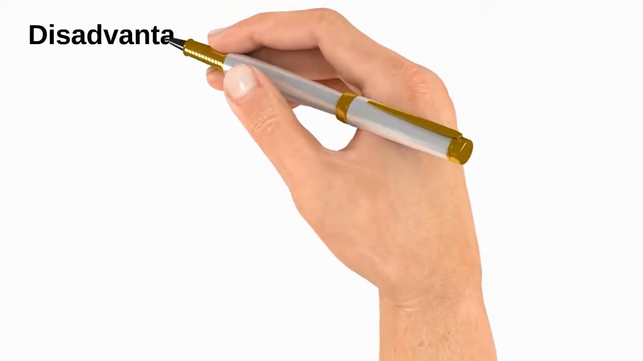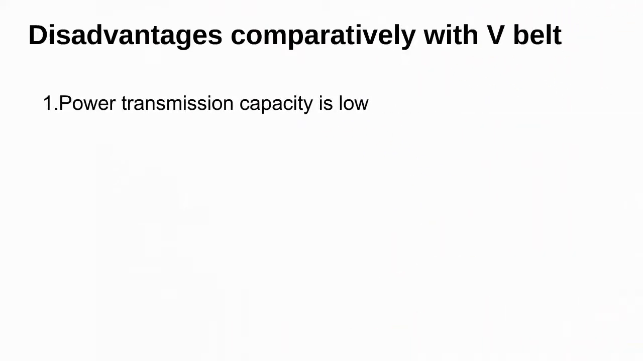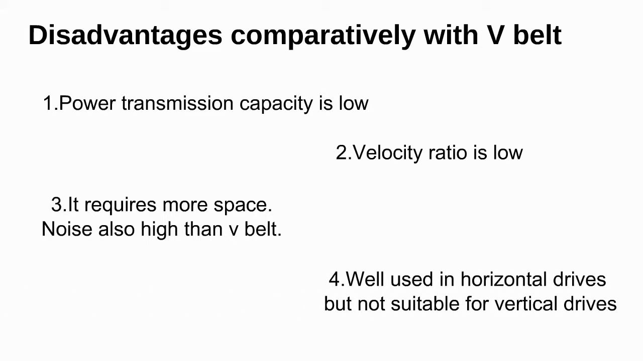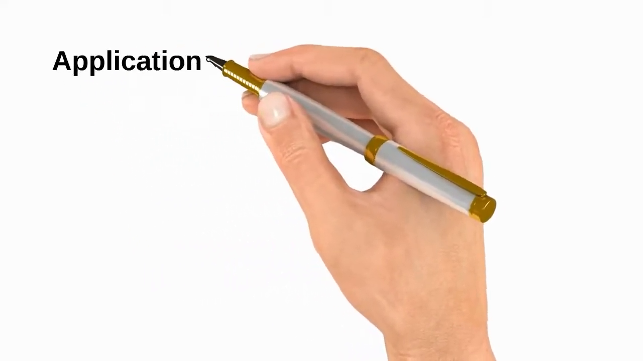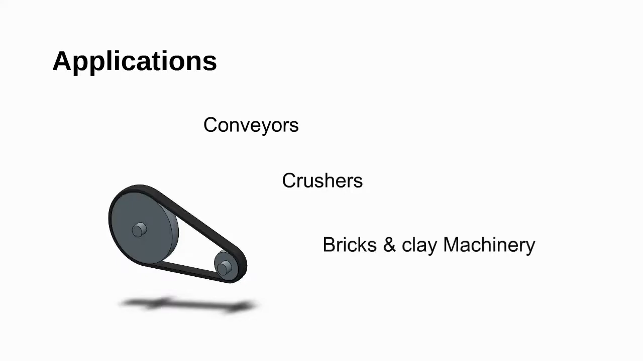However, it has some disadvantages compared with V-belt. Power transmission capacity is low, velocity ratio is low, and it requires more space. Noise is also higher than V-belt. It is well used in horizontal drives but not suitable for vertical drives. For these reasons, flat belt drives are not popular over V-belt, even though they have some important applications in several units like conveyors, crushers, brick and clay machinery, and textile machinery.